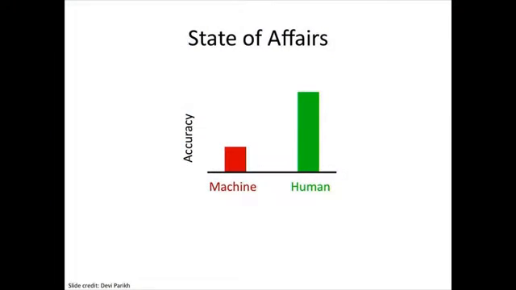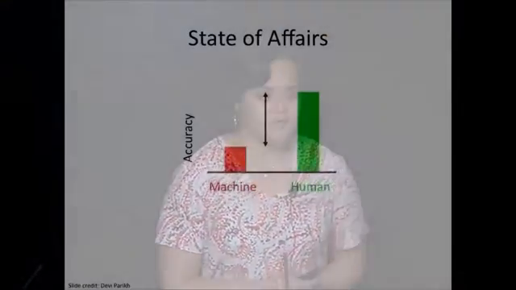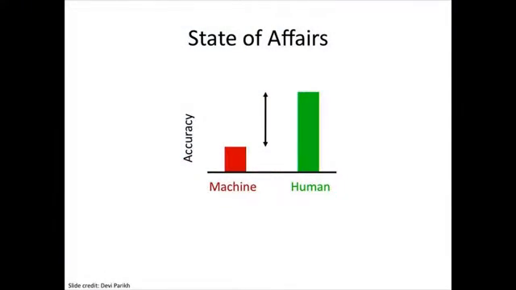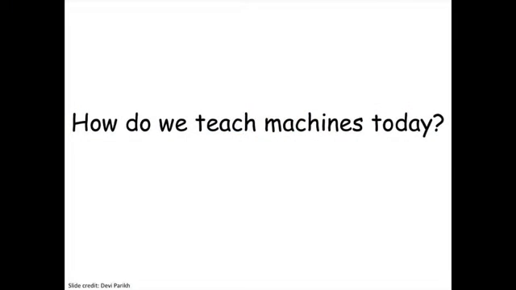Right? But if you look at any one of these tasks, and if you look at the state of affairs today, this is what you see. It doesn't matter what the metric is on the y-axis, doesn't matter what the actual task is, but we find that people are significantly better at solving these tasks than machines are today. Right? And we are all obviously trying to bridge this gap, but if you think about how it is that humans interact with machines today, it might not be super surprising why this gap exists.